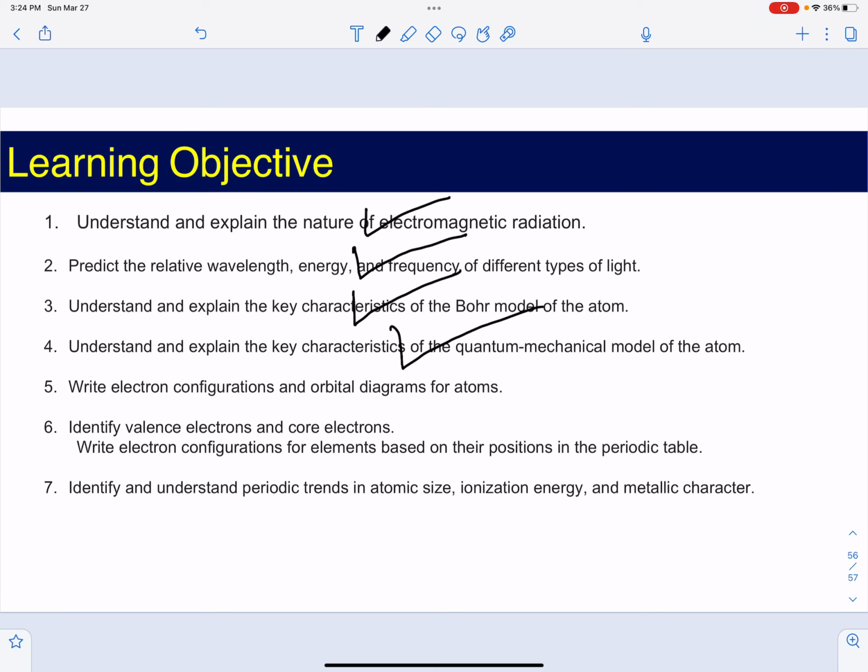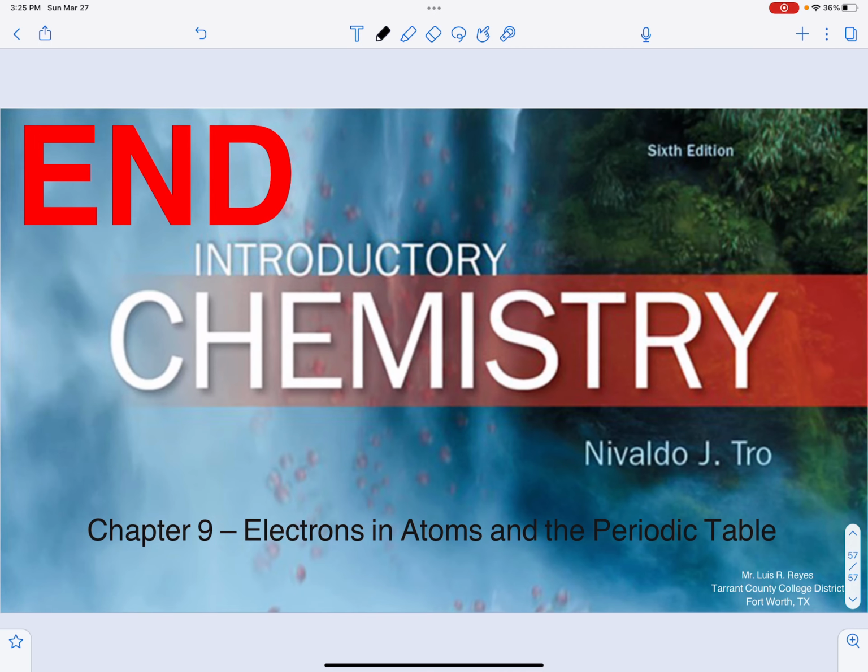And then from there, we learned how to do electron configurations, the full electron configuration. Then we did it with the noble gas shorthand. Then we identified the valence electrons and the core electrons. And finally, we related everything to the periodic trends: atomic size, ionization energy, and metallic character. And like I said, with that, we came to the end of the chapter.